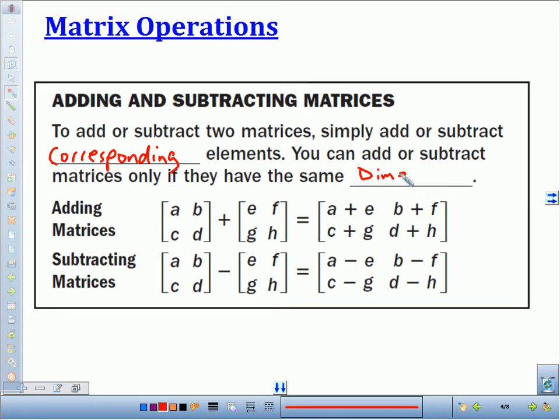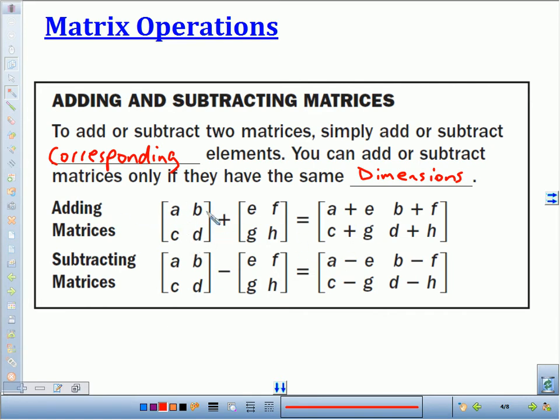That should be pretty logical. After all, we can't add or subtract all of the corresponding elements if they don't all have corresponding elements. So if 2 matrices have different dimensions, they do not all have corresponding elements. If they don't all have corresponding elements, then we can't add or subtract them. Now we have a couple of different examples here.